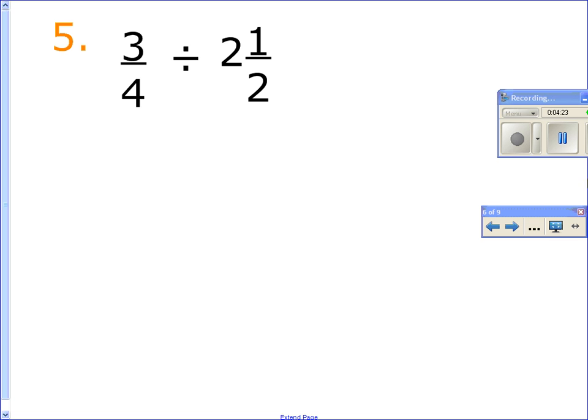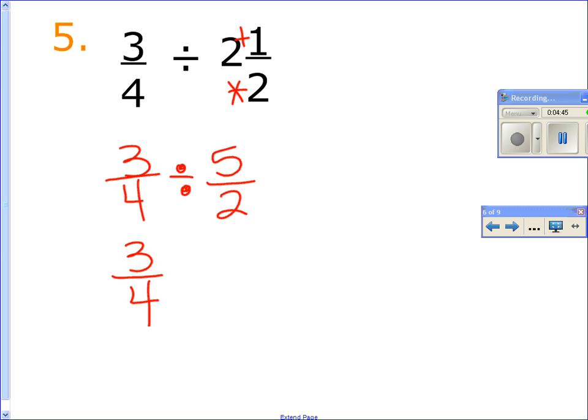Okay, so you had to keep the 3/4. Keep the division for now because we still have to change our mixed number to an improper fraction. 2 times 2 is 4, plus 1 is 5/2. Now we're going to keep the first fraction, change the division to multiplication, and flip the second fraction.